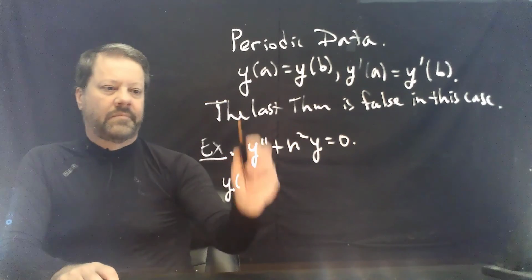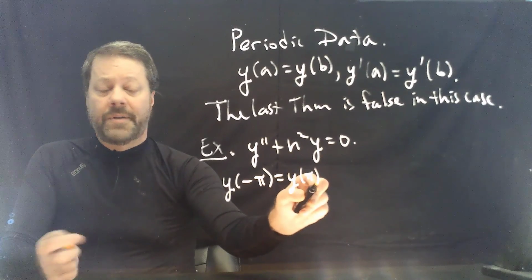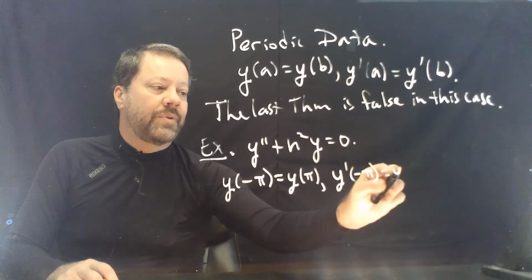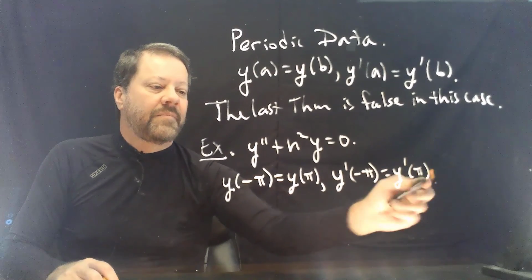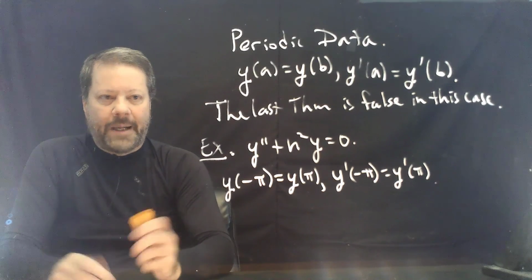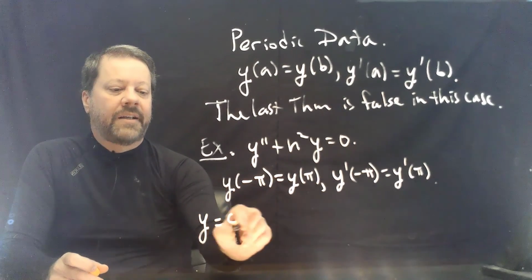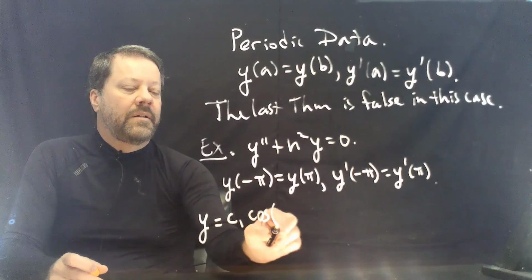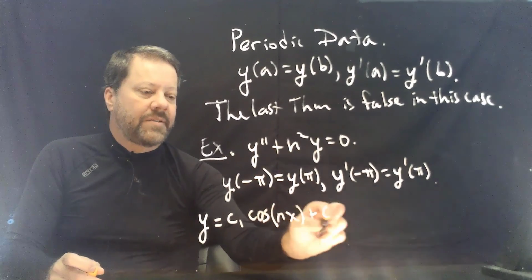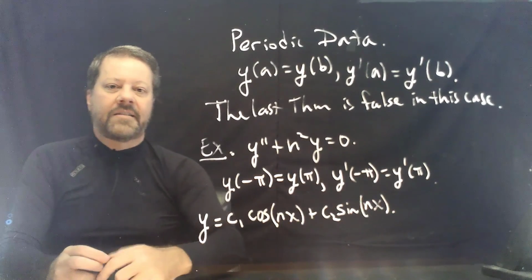Here, y of negative pi equals y of pi. So this function is 2 pi periodic. y prime at negative pi equals y prime at pi. So the function value and its slope are equal to each other at the endpoints between negative pi and pi. Clearly, a general solution is going to be c1 cosine of nx plus c2 sine of nx.